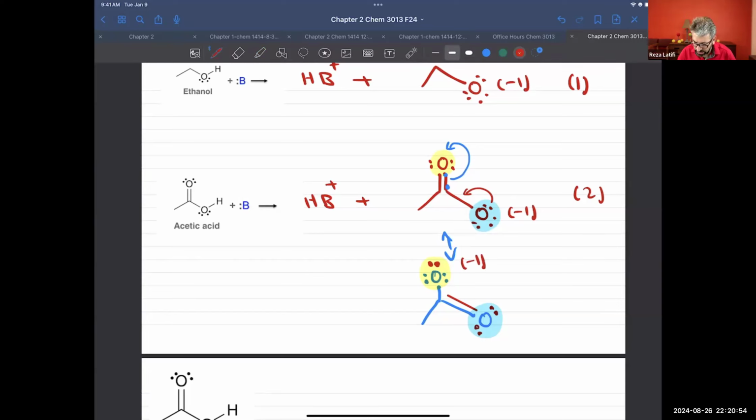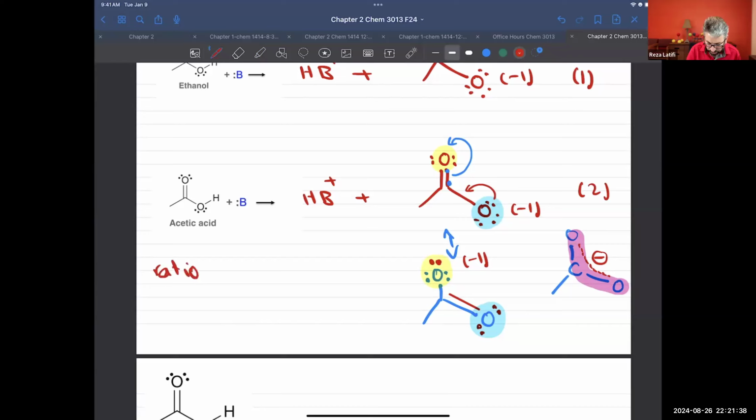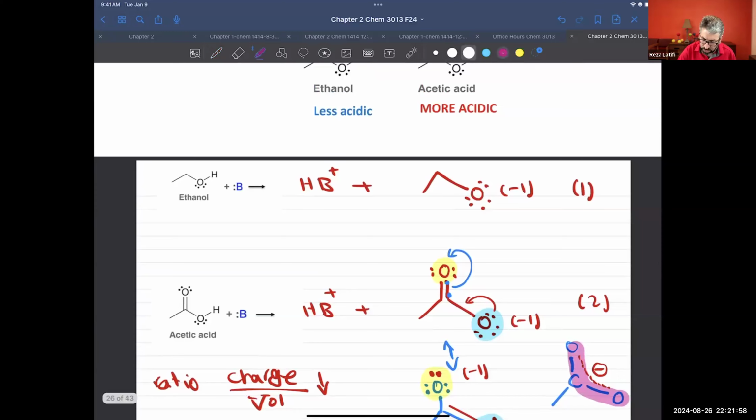Remember this that we said, ratio of charge to volume. If this one goes down, the system will be more stable. Charge is not changing, it's -1, but the volume, instead of one atom, for the first example, we have only one atom. The negative charge was located at just one oxygen. Okay, -1 over one oxygen. Now -1 is distributed over three atoms, and because the volume gets bigger, the system will be more stable.